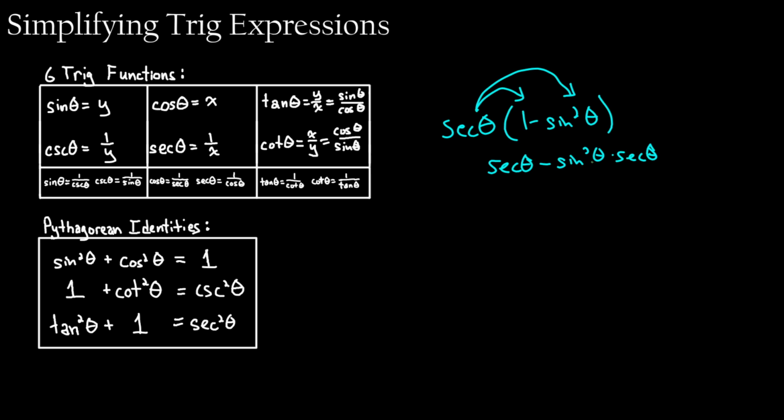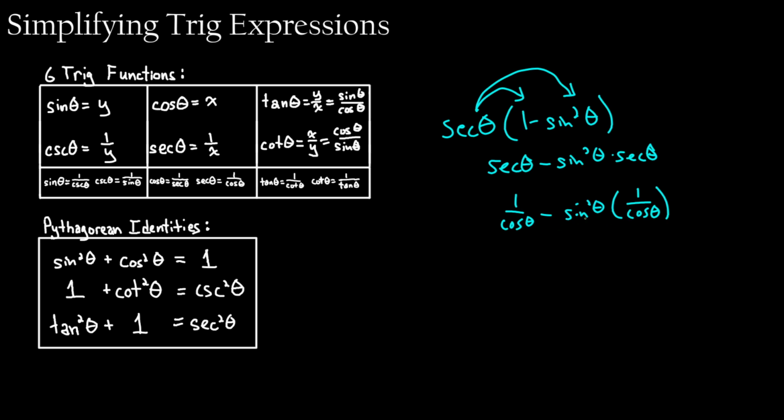The next step here, if I'm doing it this way, would be to rewrite everything in terms of sine and cosine. So secant is the reciprocal of cosine. So secant is 1 over cosine of theta. And then minus sine squared of theta. That's already in terms of sine and cosine. And then times secant of theta. So that is 1 over cosine theta. Okay. And so at this point in time, we could go ahead and start putting some things together if we wanted to.